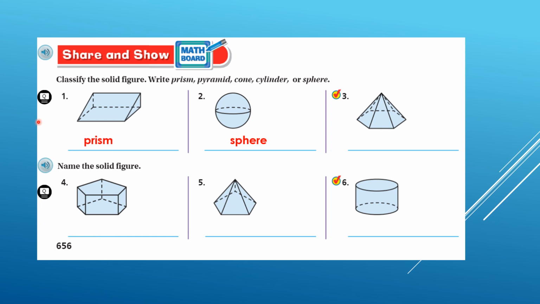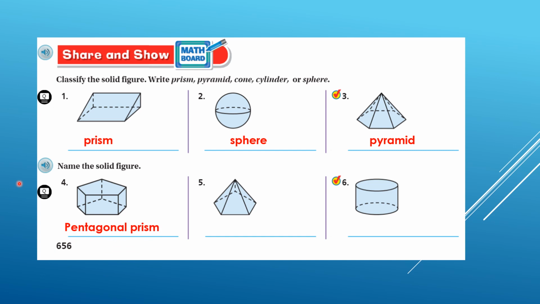Very good. Second one, it's a sphere. Perfect. Now, can you help me in number 3? Is that a prism or a pyramid? Look at the vertex on top. Excellent. It's a pyramid. Now for questions 4, 5, and 6, we have to mention exactly the solid figure by saying the shape of the base and the 3D figure. Can you help me in question number 4? Look at the base, count the sides, and tell me what figure this is.